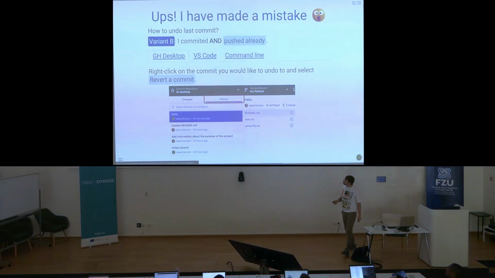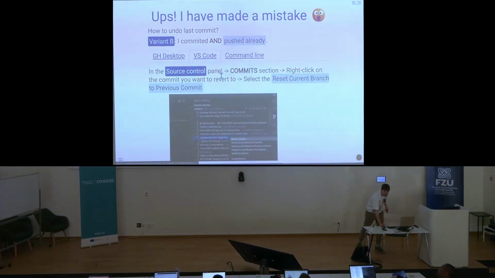Variant B, oops, I committed and pushed already. That's a bit of a bigger problem. You can click on a commit and press revert commit. I will show you in GitHub Desktop. Again, it's the same in source control in VS Code. You can revert a commit.